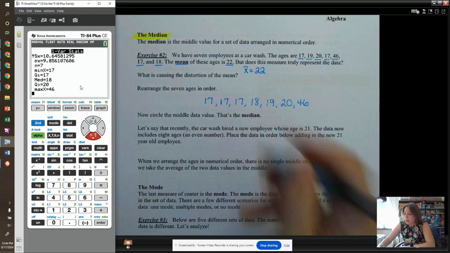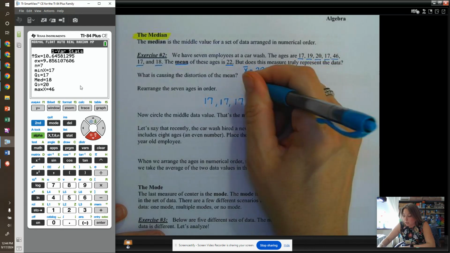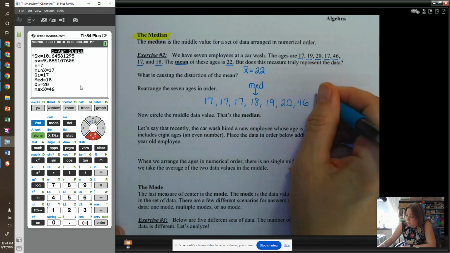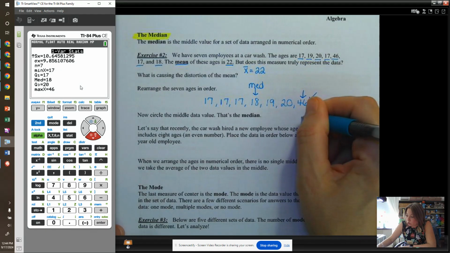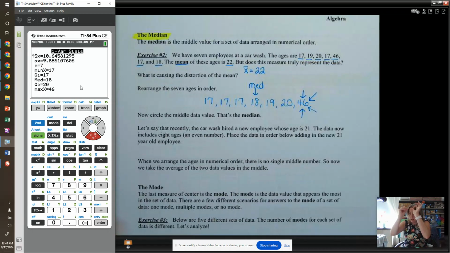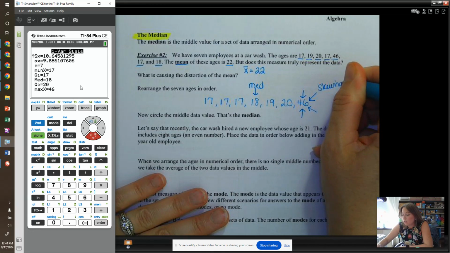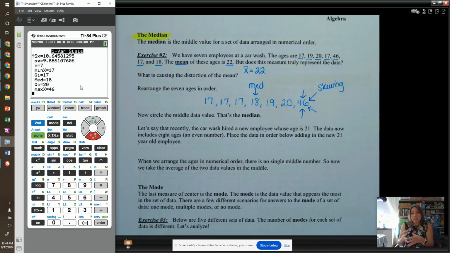What do you notice? Yeah, indeed, 18 is the median. It is the middle data value out of our 7 data values. But why doesn't our mean match it? Well, because this value is so much bigger than all the other values. It's skewing the mean. It's making the mean, the average, seem so much higher because of that. Okay?